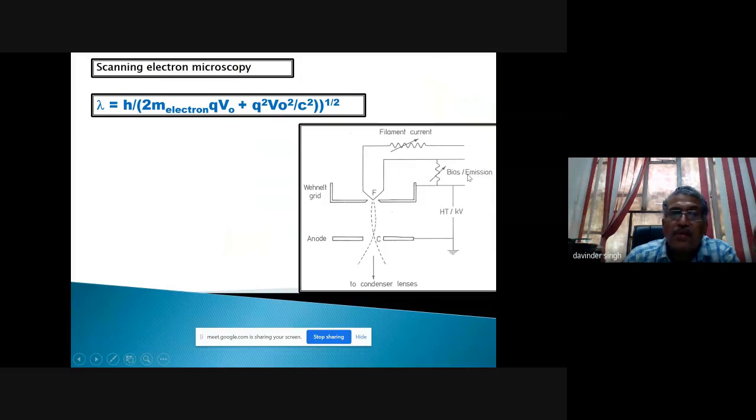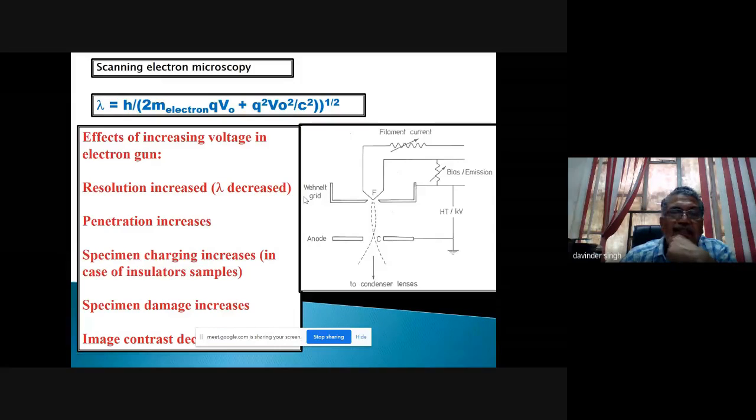control. Here you can control the wavelength on the basis of the applied potential, say the velocity. So definitely you can change the wavelength. The effect of increasing voltage in the electron gun is that resolution is increasing, meaning you are decreasing the wavelength, because velocity is increasing and wavelength is decreasing. Penetration increases, and specimen charging also increases. So in case of insulators, you have to think about how to avoid the charging effects on the surface.